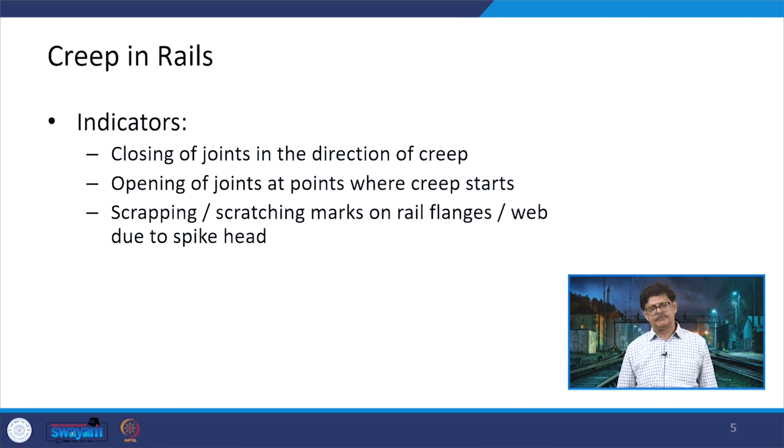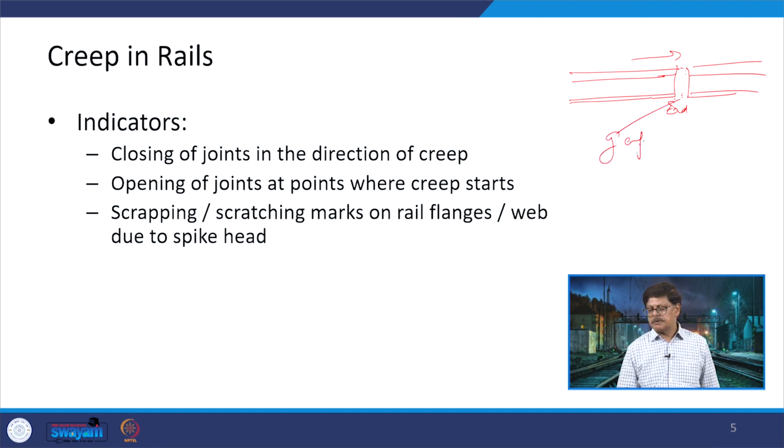Now what are the indicators? When the rail section is moving in this particular direction, and say this is the rail end, it will come to this particular position, and by this position there is another rail section. So the gap which is provided has reduced, or in some cases the gap has closed and there is a jam condition of the joint. So closing of the joint in the direction of the creep is one of the indicators.